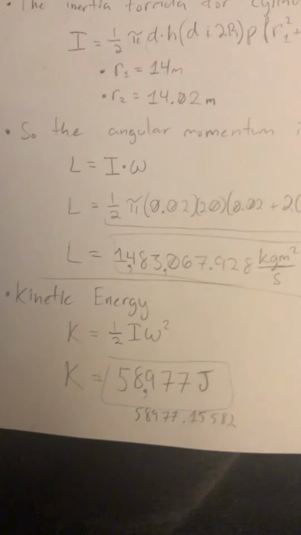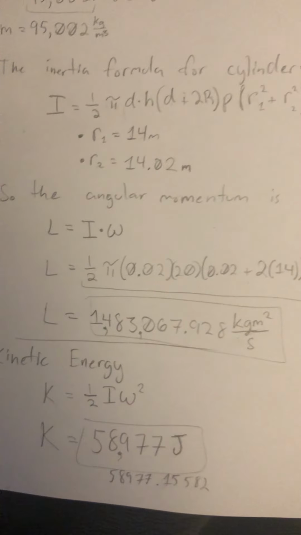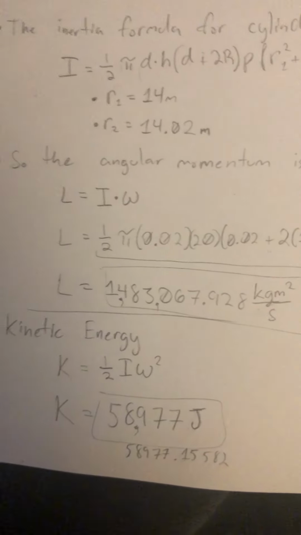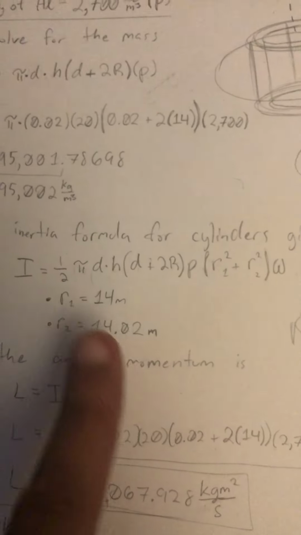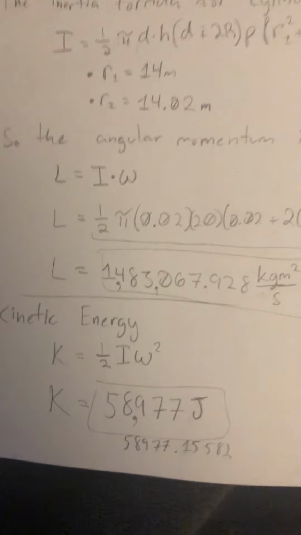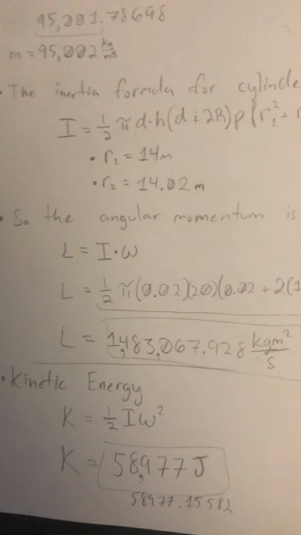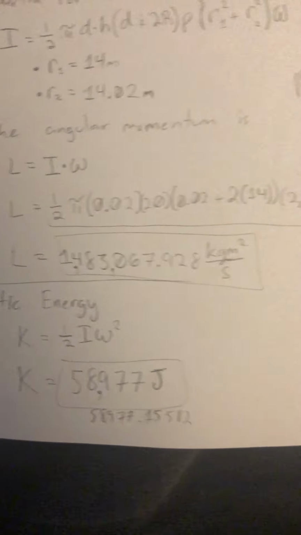And then for that, it was just to punch in just for the kinetic energy, and it's just 1/2 the moment of inertia for this specifically, and the rotational velocity squared, and it gave me 58,000 joules, just say 59,000 joules.